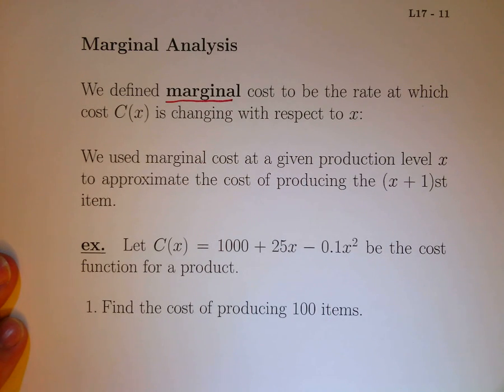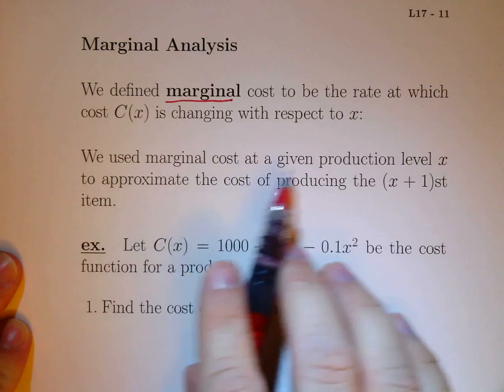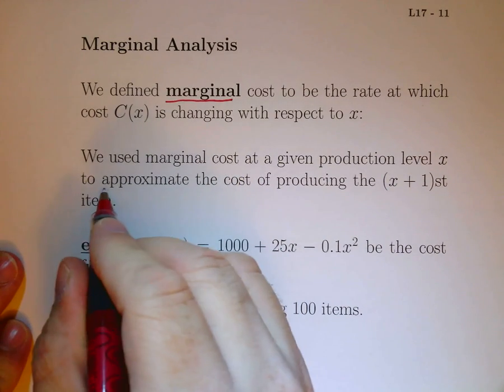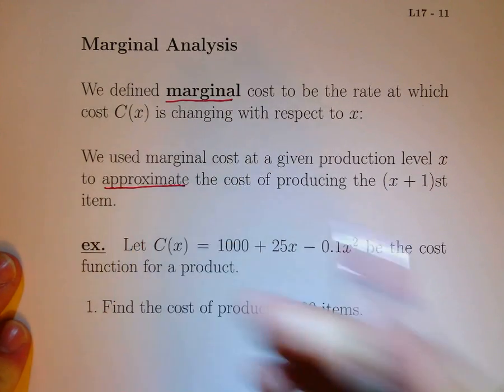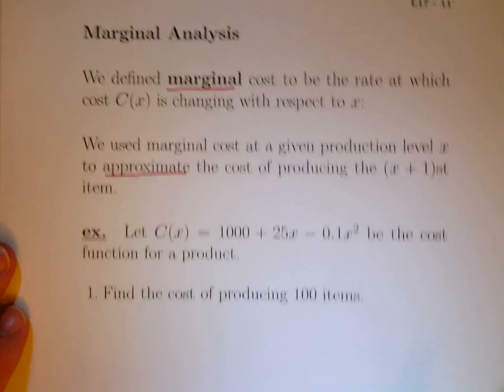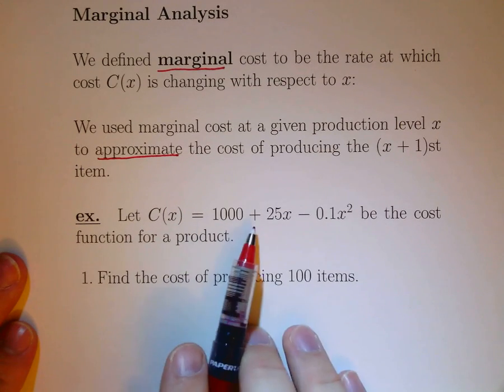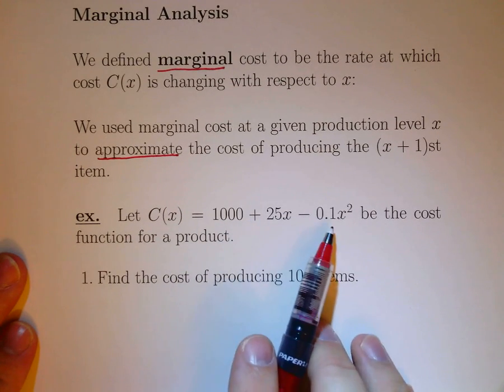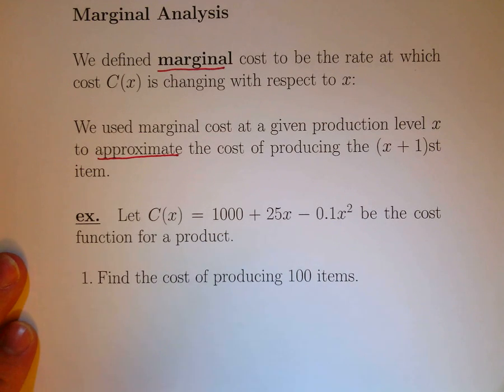So we will use the marginal cost at a given production level x to approximate. So that's the key word. This is not the exact value, but this is a good approximation for the x plus 1th item, so for the next item. For example, suppose I have C of x equal to 1000 plus 25x minus 0.1x squared be the cost function for a product.